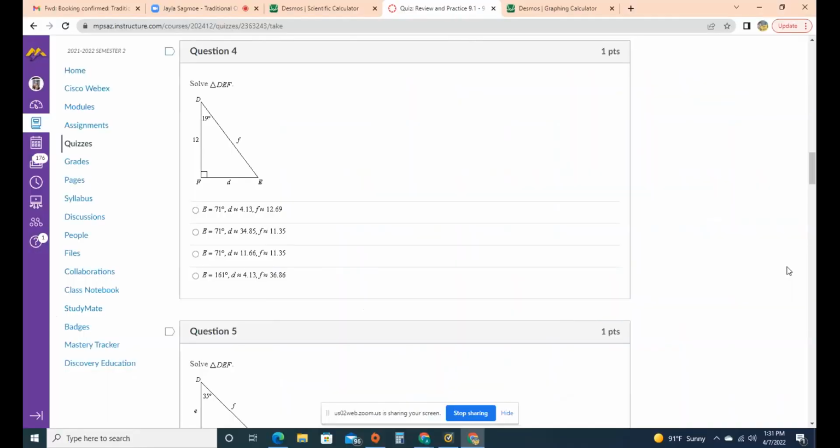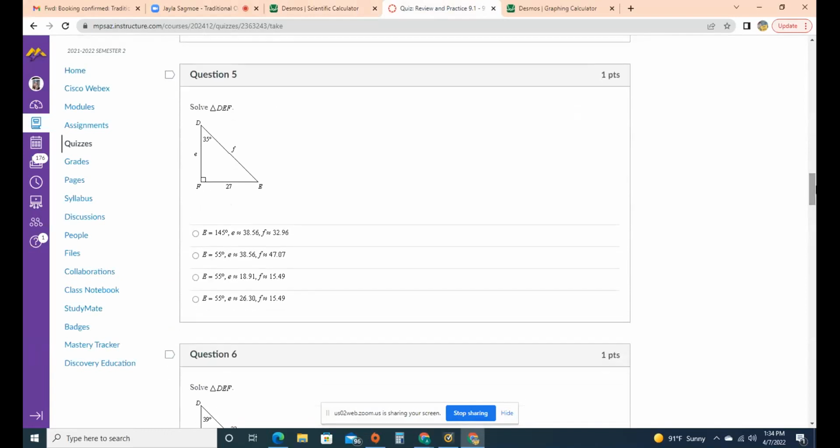So whenever you're ready, if you want to share your screen, we'll look at the next set of questions. So if you want to frame that question 5, I'll snip it in. And we're going to use the same approach. The first thing we're going to do is find that third angle. So I'll share my screen.